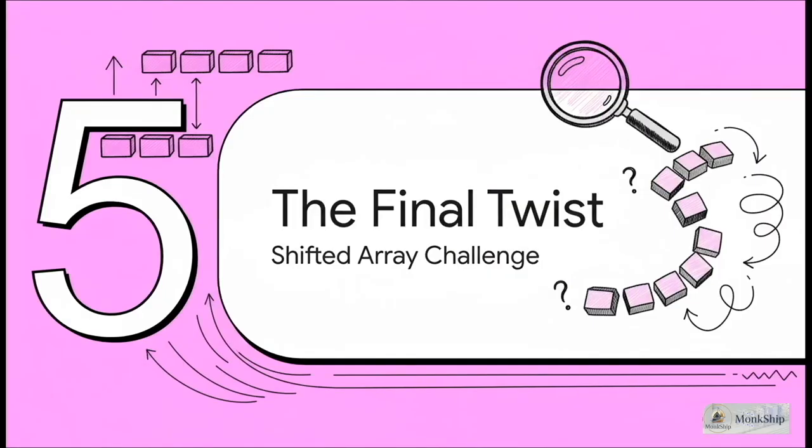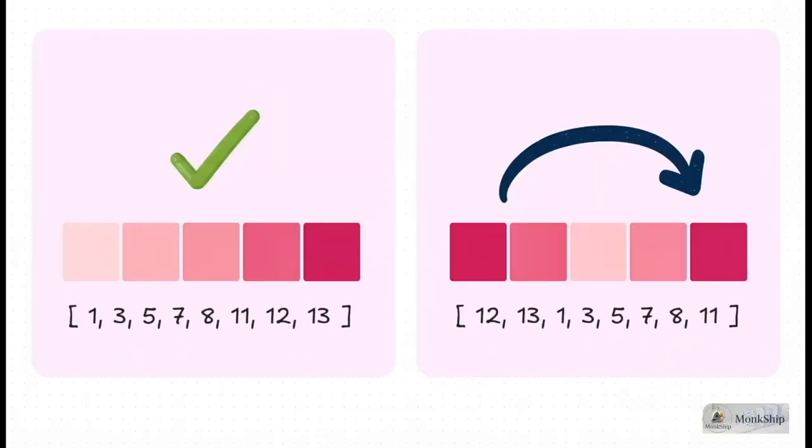Okay, so this algorithm is a beast on a perfectly sorted list. But what happens when we get a little curveball? Let's talk about the final twist, the shifted array challenge. Check this out. What if you have an array that is sorted, but it's been rotated? Like someone took a chunk from the end and slapped it onto the beginning. The numbers are still in a sorted sequence, just broken in the middle.